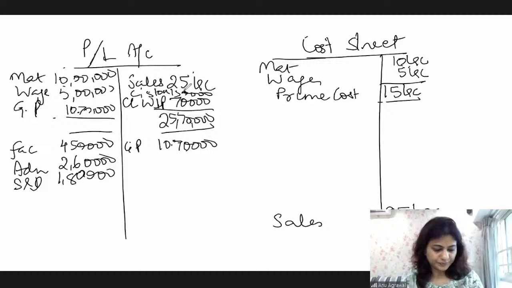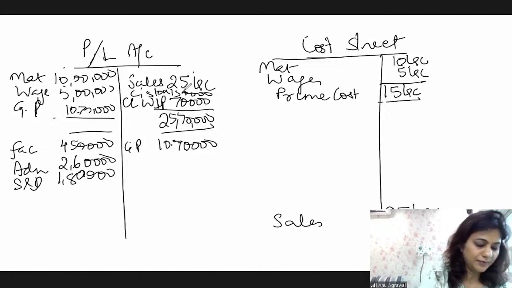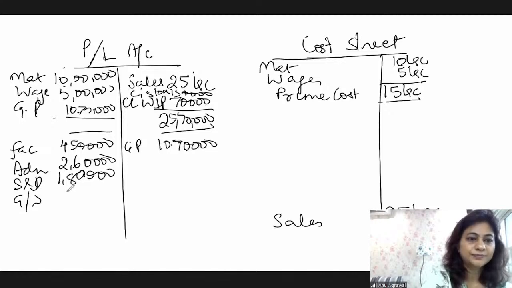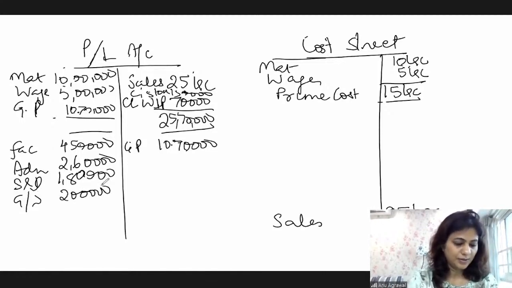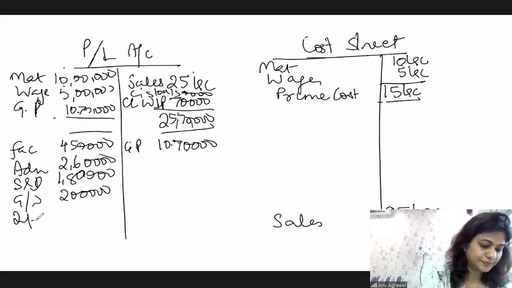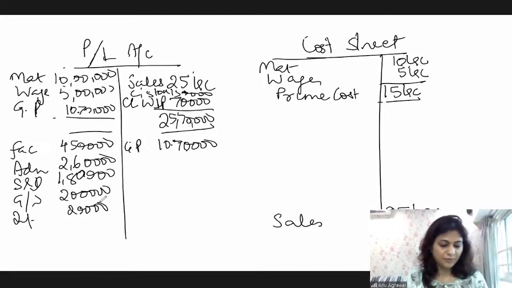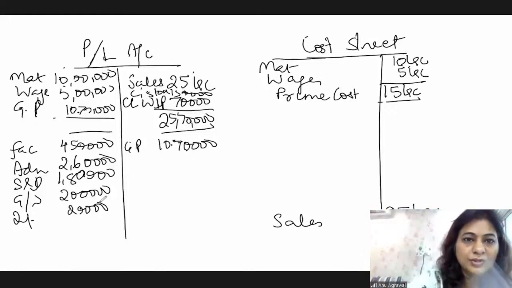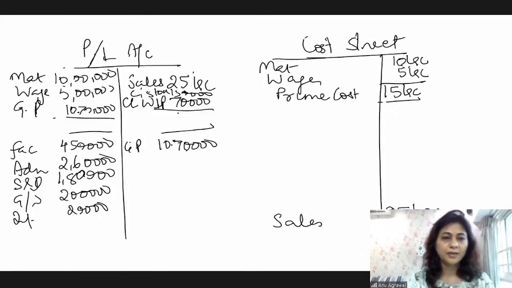So then you have got goodwill written off, 2 lakhs. And then you have got interest, 20,000. I hope I have not missed out on any figure. I'll have to change this, right?